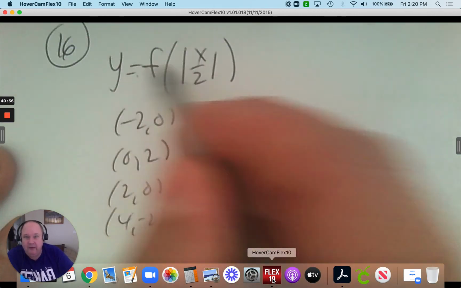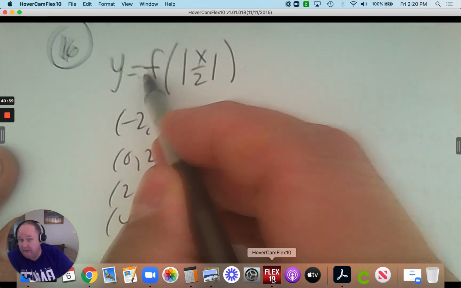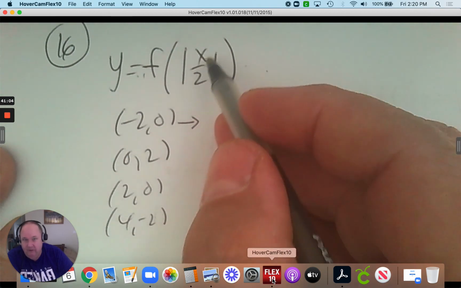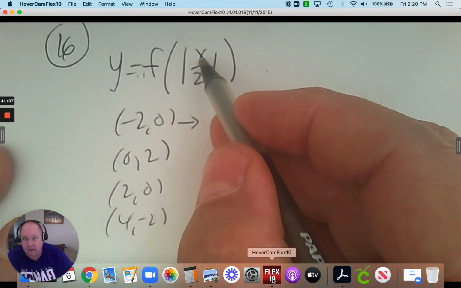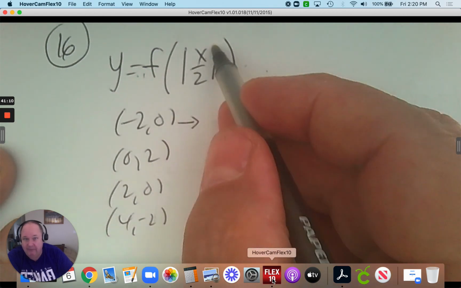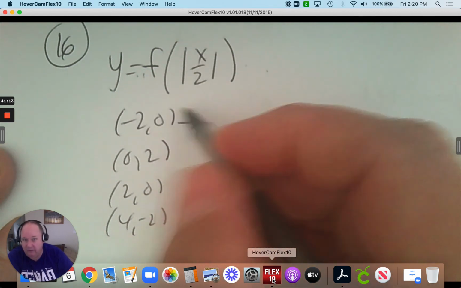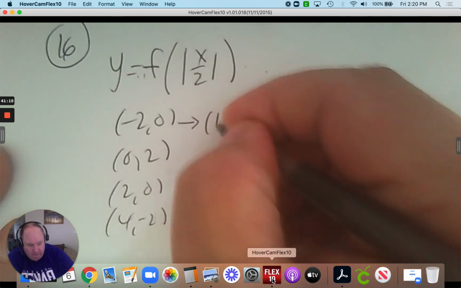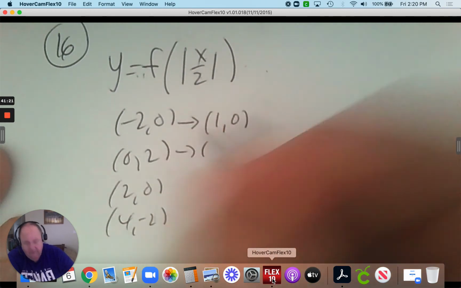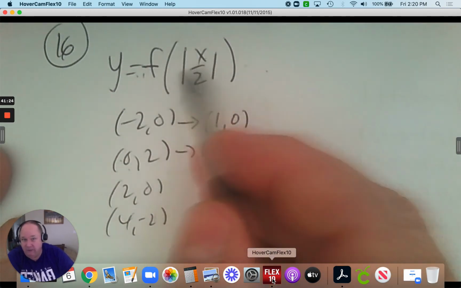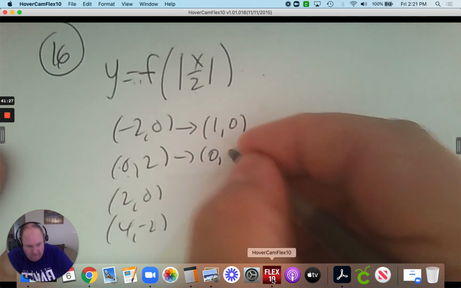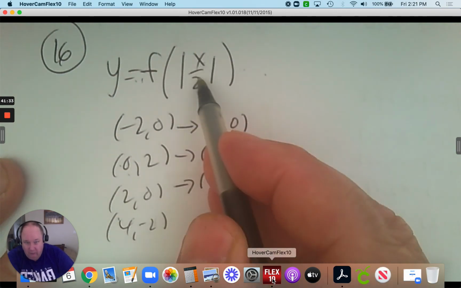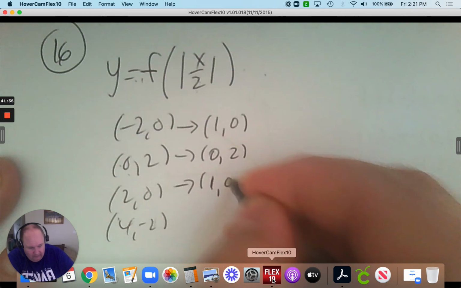So those are my key points again. Notice nothing is on the outside of the function. Nothing in front, nothing behind it. So the y coordinate is going to stay the same. For the x coordinate, you do the inverse of what you see. So we're going to multiply times 2, and then the absolute value bars just make all the x values positive. So negative 2 divided by 2 is negative 1, and then the absolute value makes it positive 1, and the y stays the same. Again, for 0 divided by 2 and the absolute value of 0, it stays 0. Here, 2 divided by 2 is 1, and the absolute value of 1 stays 1, and it stays 0.